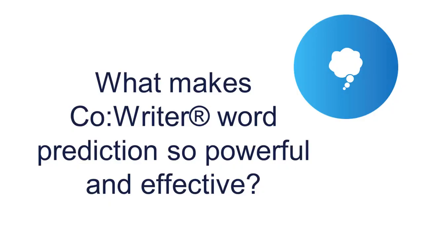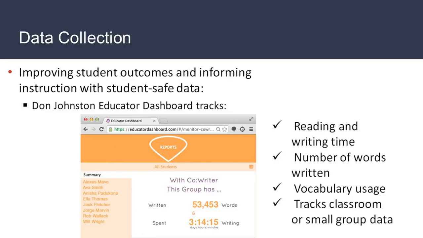So what makes co-writer so powerful and makes it really the industry standard for word prediction? What makes co-writer is so many different things, starting with data collection. And data collection is really important, especially for SBAC accommodations, because while co-writer is an allowable accommodation for the SBAC, one of the caveats to that is that the student has to have access to it throughout the school year. And how do you prove and demonstrate that? So the data that is collected by the tool is your way.